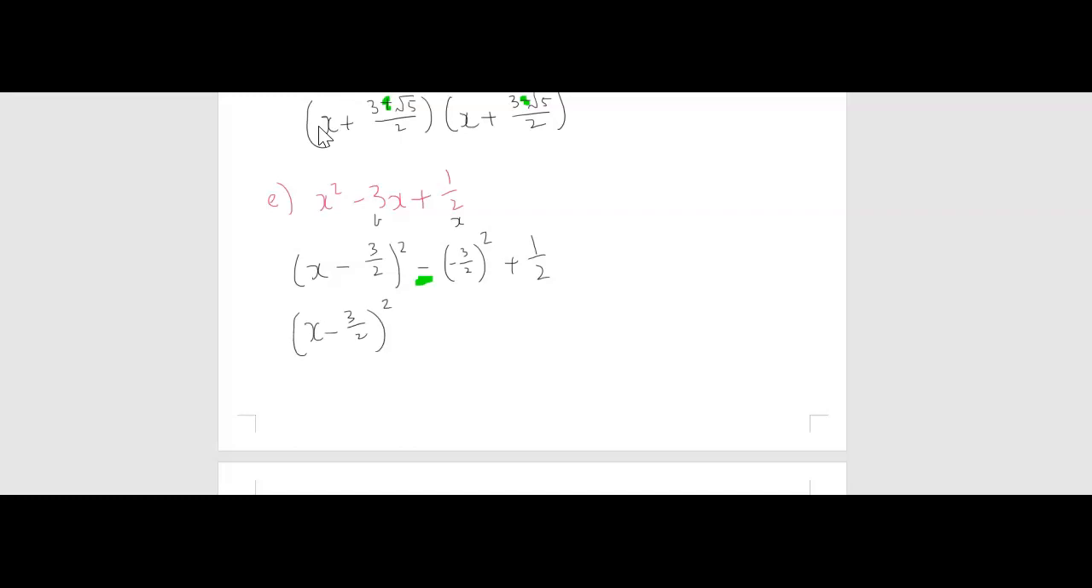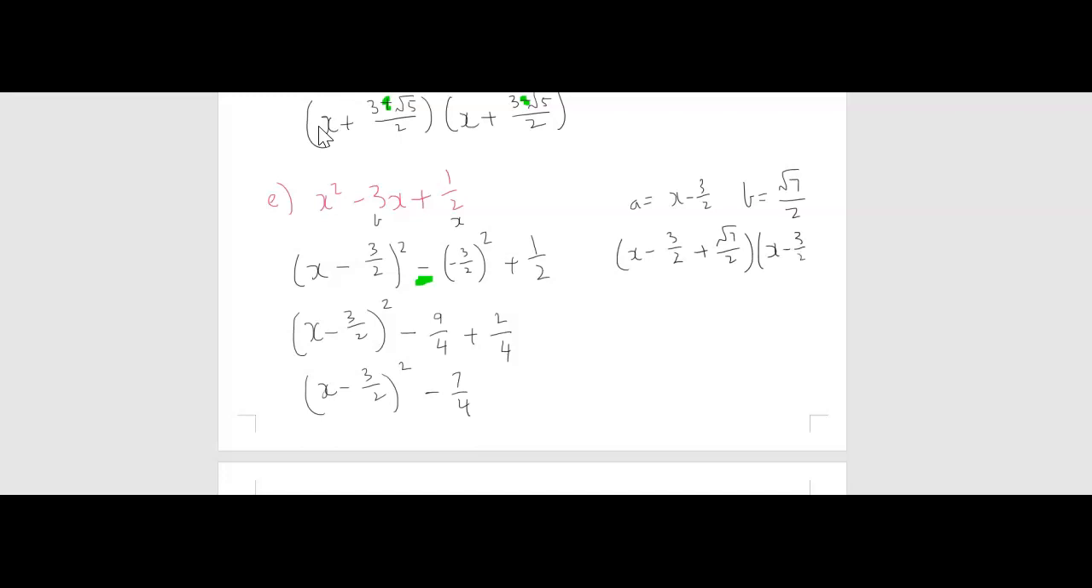All right, so negative 3 on 2 squared. When you're squaring a negative number, it does become a positive. So that's going to be 9 on 4. And then a half can be written as 2 on 4. So minus 9 on 4 plus 2 on 4 is minus 7 on 4. And because of that minus sign, we can use difference of perfect squares. So in this case, a is x minus 3 on 2, and b is the square root of 7 on the square root of 4, which is 2. And there's a plus b.